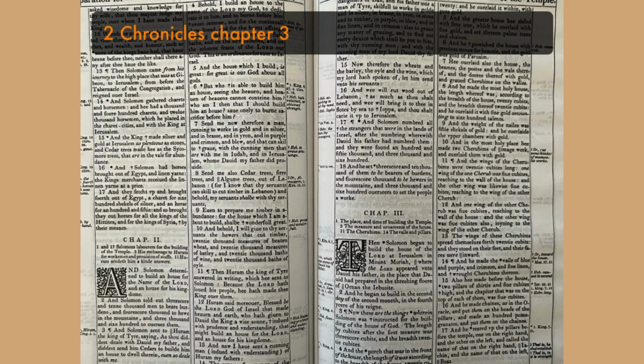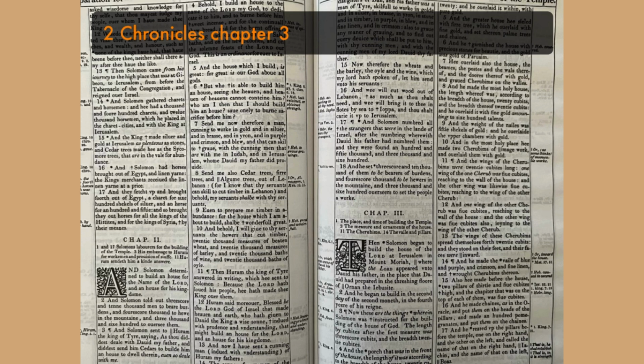The wings of these cherubims spread themselves forth 20 cubits, and they stood on their feet, and their faces were inward. And he made the veil of blue and purple and crimson and fine linen, and wrought cherubims thereon. Also he made before the house 2 pillars of 35 cubits high, and the chapiter that was on the top of each of them was 5 cubits.